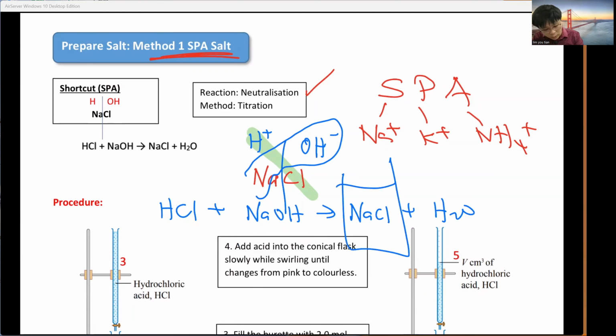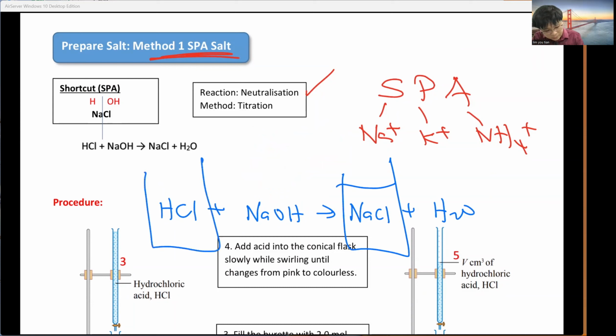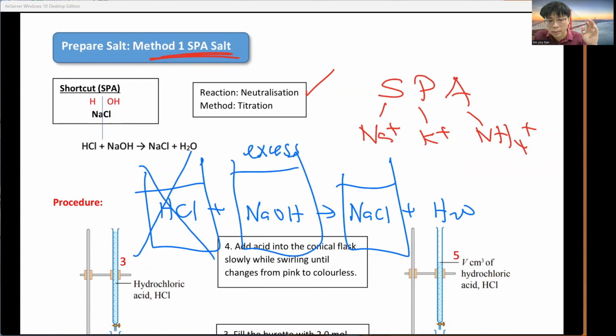So excess also cannot, because if I take away all this part and use excess sodium hydroxide, both NaOH and NaCl are soluble. You cannot separate because both are soluble. Like for example Ribena and Milo, if both are soluble and you mix them together, you are not able to separate the Ribena and Milo.